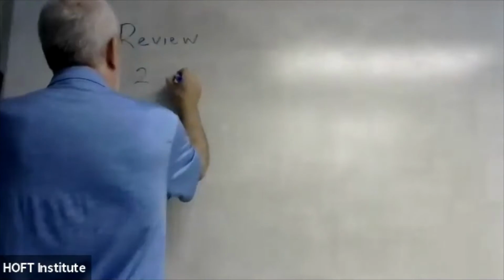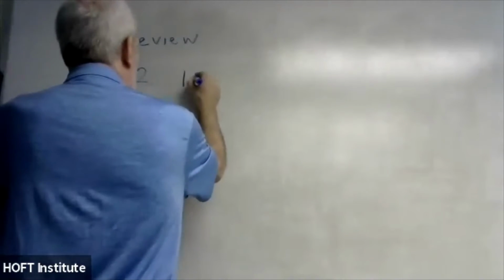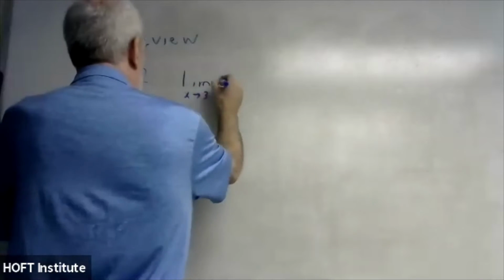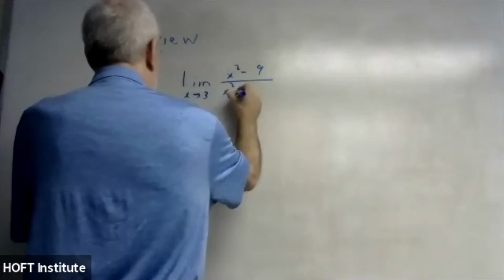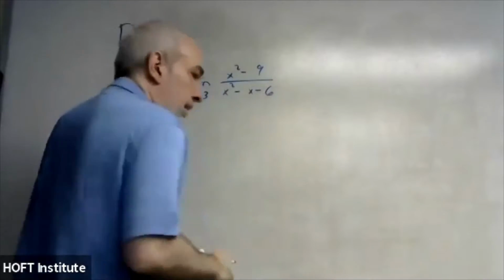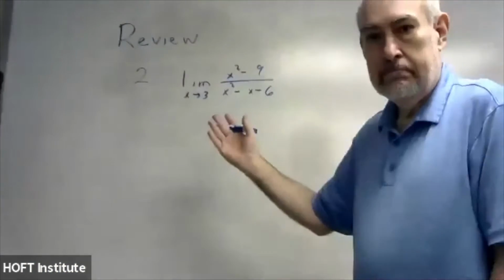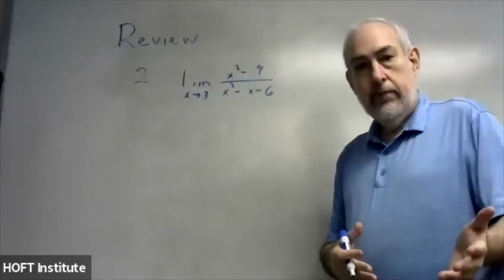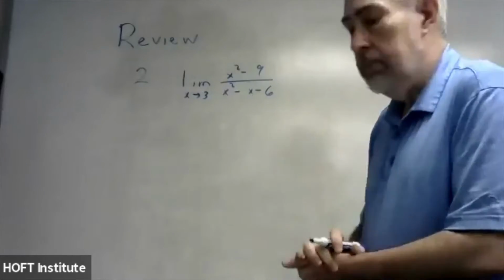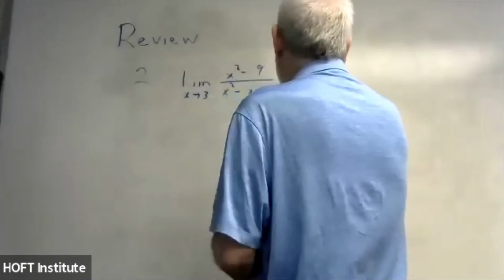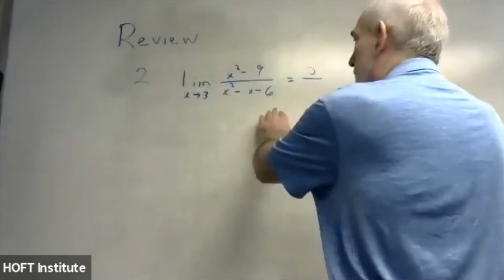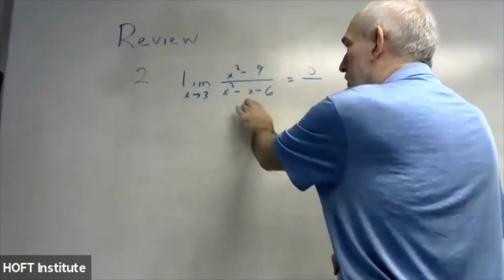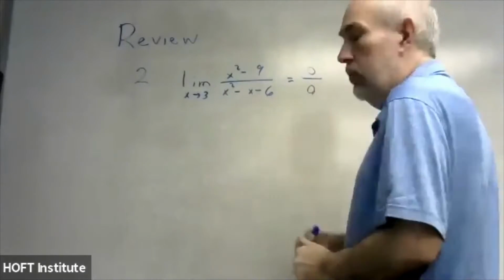Okay, for the second problem, we're going to be evaluating the limit as x approaches 3 of x squared minus 9 over x squared minus x minus 6. First thing you should try is just to plug in your number. If we plug in 3 into the top, we get 9 minus 9, which is 0. If we plug 3 into the bottom, we get 9 minus 3 minus 6, which also adds up to be 0.